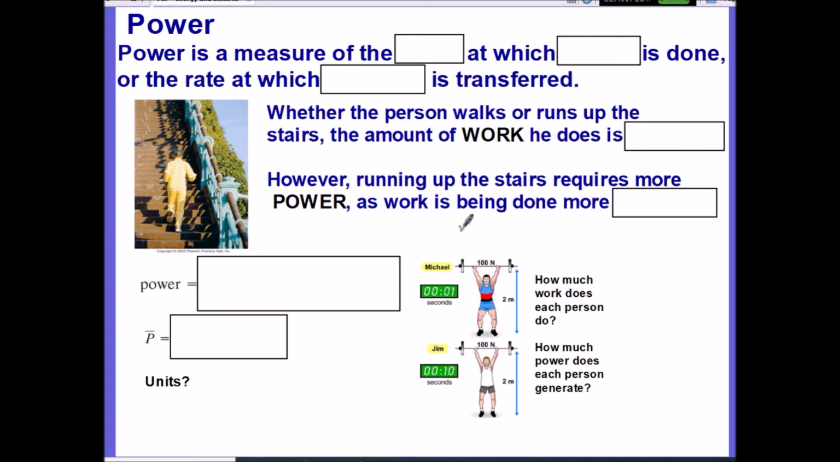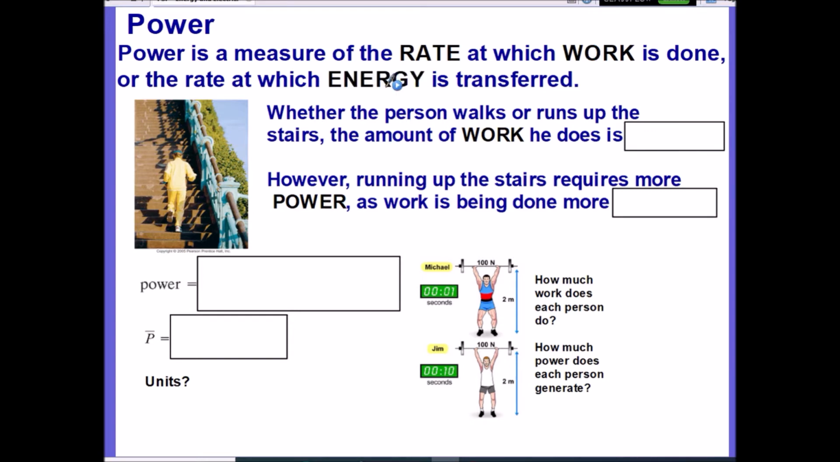Power is a measure of the rate at which work is done, or we could say the rate at which energy is transferred. And again, that goes back to our definition of work, not just being a force through a distance, but work is a transfer of energy between objects. Whether the person walks or runs up the stairs, the amount of work he does is the same. He's essentially having to lift his body against the force of gravity. What's different there is the amount of power he or she develops as work is being done more quickly.